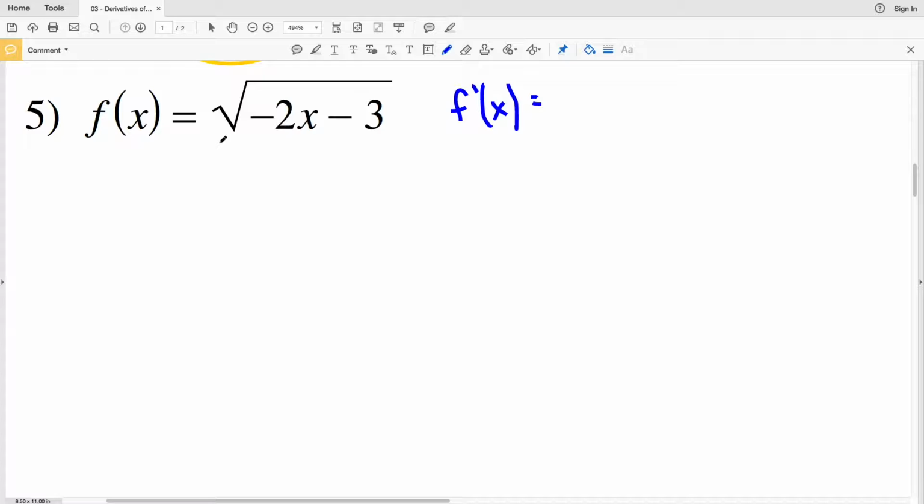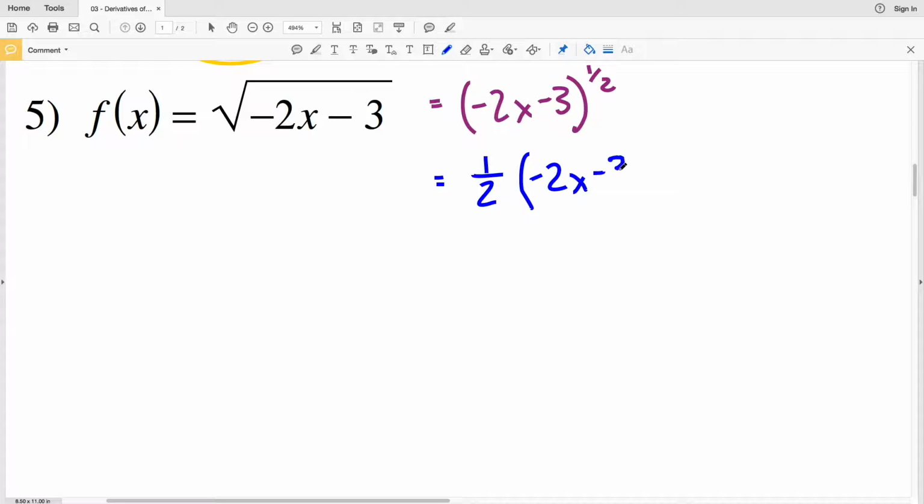In number 5, f of x, this is the square root of -2x minus 3, which we can write as -2x minus 3 to the 1/2. So when we take the derivative of this, using our chain rule, we're going to take the derivative of our outside function and then the derivative of our inner function. So we'll have 1/2 of -2x minus 3 to the 1/2 minus 1, which is -1/2, and that will get multiplied by the derivative of our inner function, which is -2.